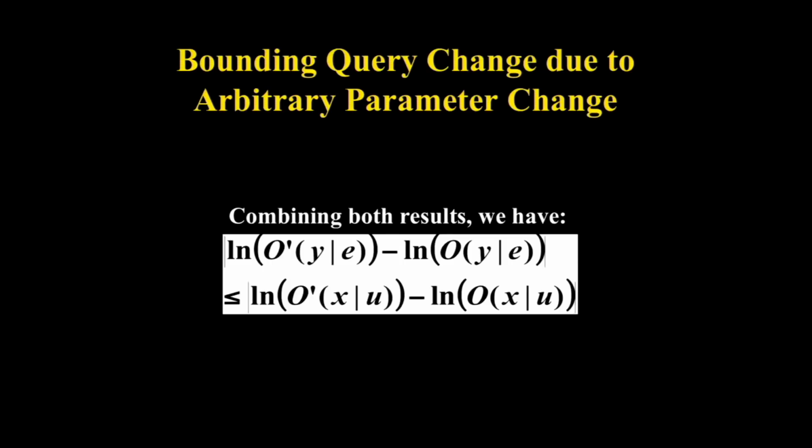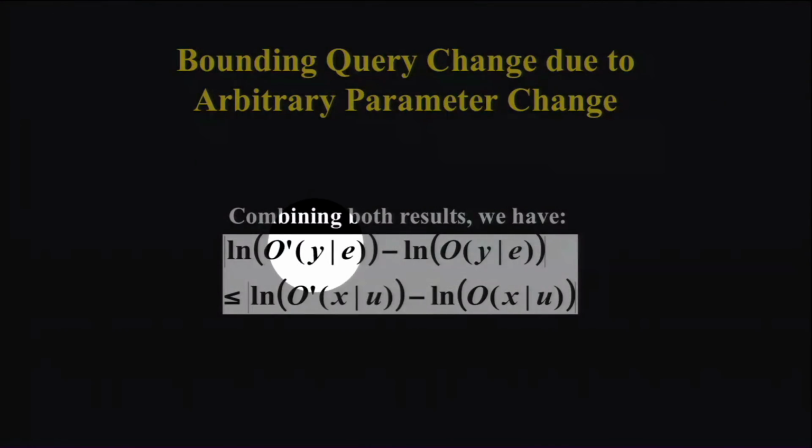Here is the bound. Stare at it. Here we're talking about the odds after I made the change. This is the query. Y given E is the query, an arbitrary query. That's the odds after I made the change. This is the odds before. Log odds, log odds. I'm looking at the difference in the log odds.